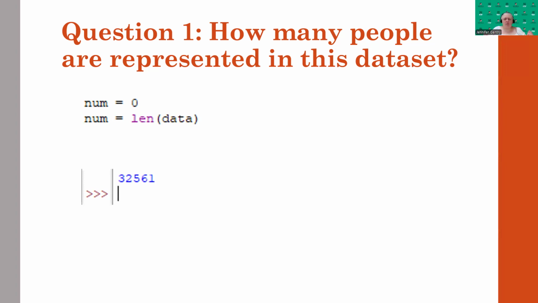Okay. So if and when you get around to it, there's 32,561 people represented in our data set. So that gives you some idea of the volume of the data we're talking about: over 30,000 rows of data. Not something you would want to go through in an Excel spreadsheet. Just putting it out there.